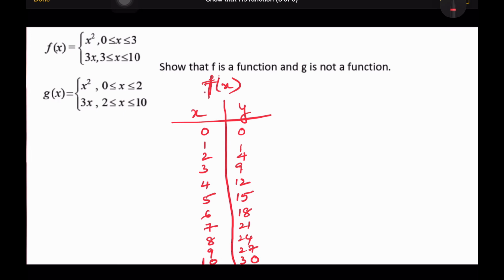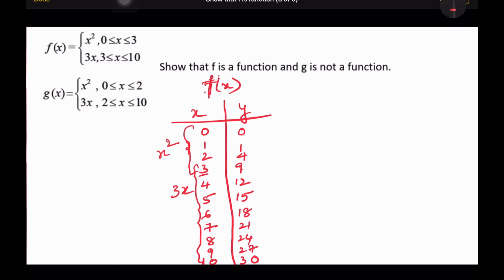Now for x lying between 3 and 10, it is again 9. 3x means 3 into 3 is 9. Then 4 3s are 12. 5 3s are 15. 6 3s are 18. 7 3s are 21. 8 3s are 24. 9 3s are 27. 10 3s are 30.